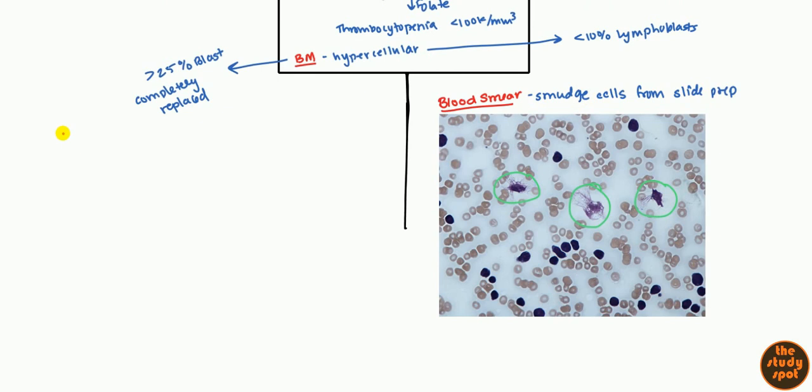Now, with ALL, there are some cytogenetic features. The two major ones are t(12;21) and hyperploidy, and they have a generally favorable prognosis. So we've talked about the workup, and now we can continue on with the management.